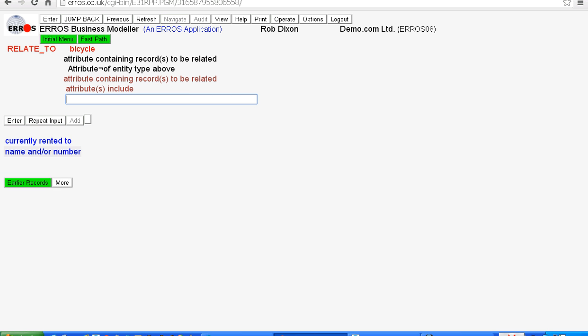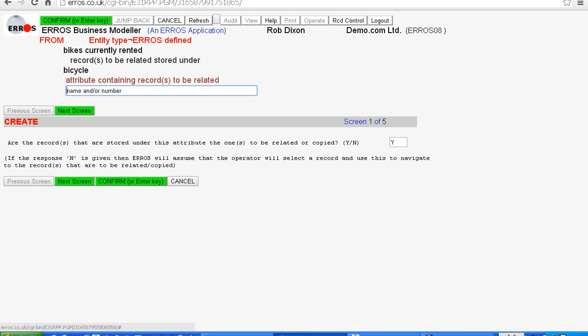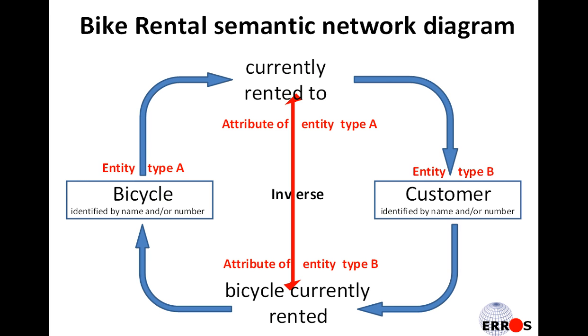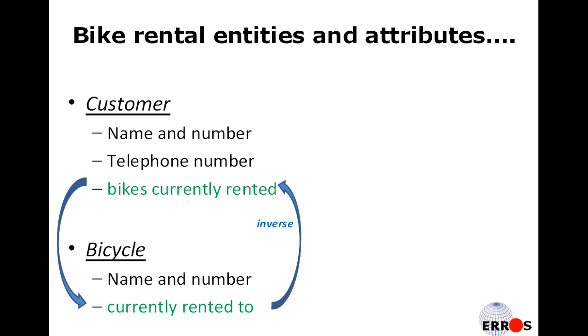ERROS displays the attributes for bicycle. Double-click on Name and Number. Accept the default value by clicking on Confirm. You have now defined the relationship in this diagram. The entity types and attributes in this diagram are now all defined. This is because ERROS is object-oriented and fully supports the reuse of definitions.